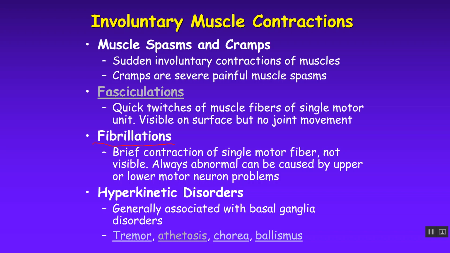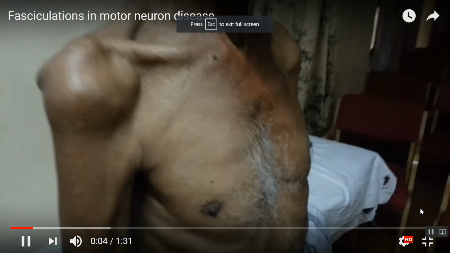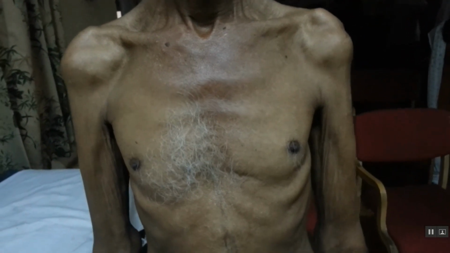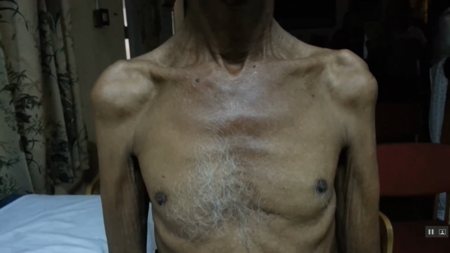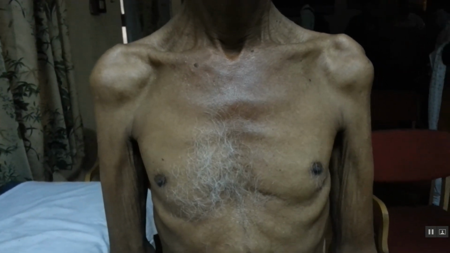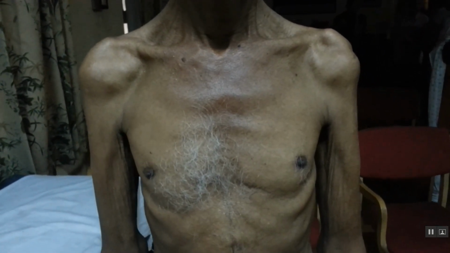The next one is fibrillation. Oh, let me show you a fasciculation here. This is an abnormal fasciculation in a gentleman with amyotrophic lateral sclerosis, ALS. You see the muscles contracting. Those are motor units firing, but they're not causing joint movement or anything like that. You can just see them firing under the skin. He's super thin with very low body fat, so you can see those fasciculations happening.